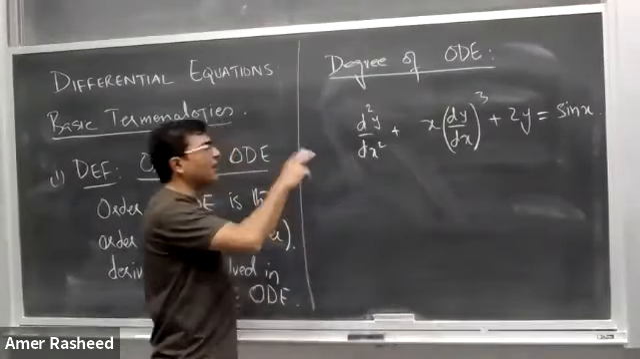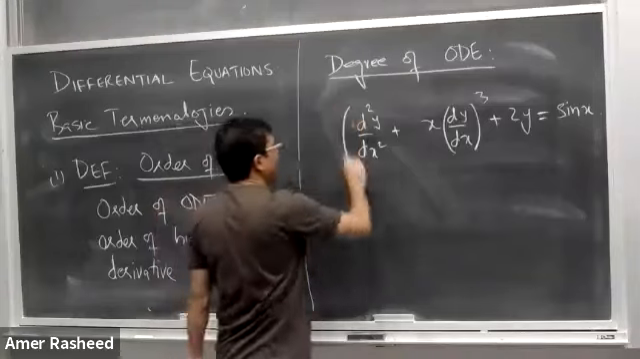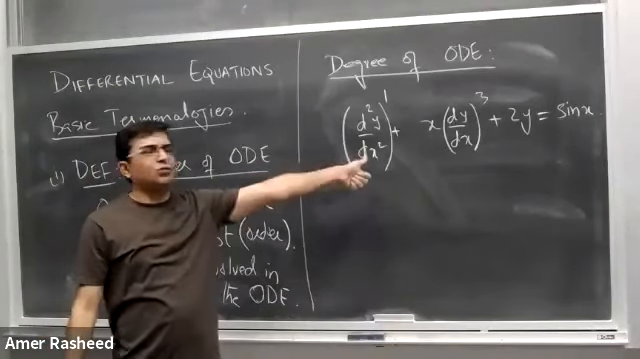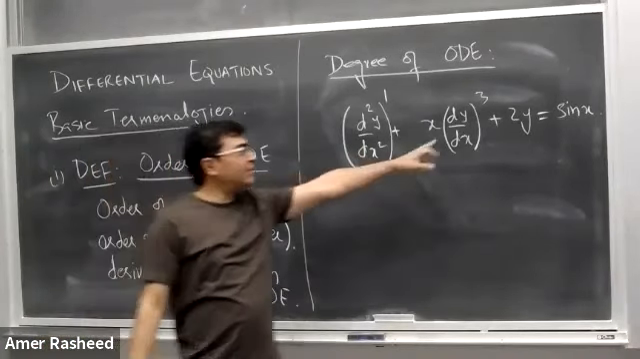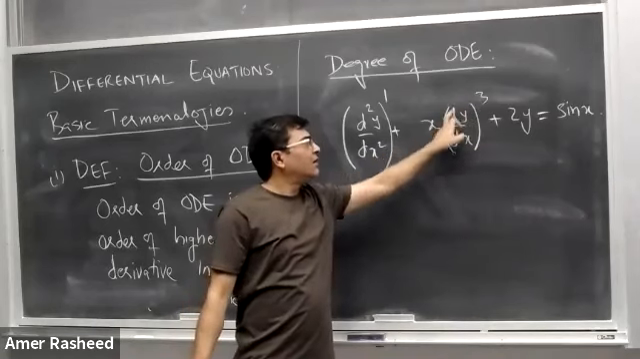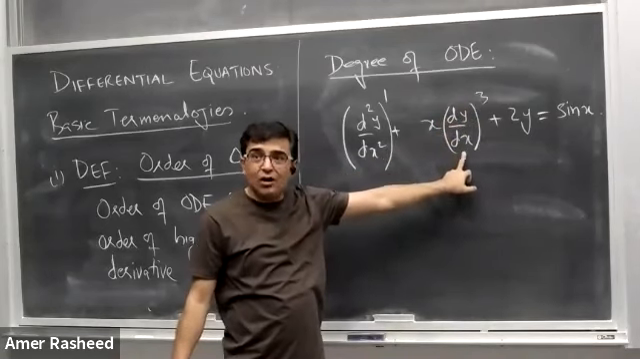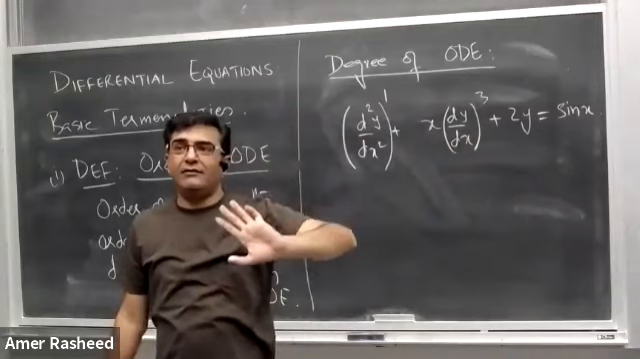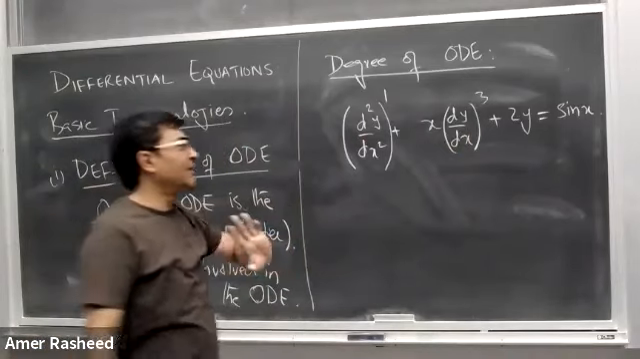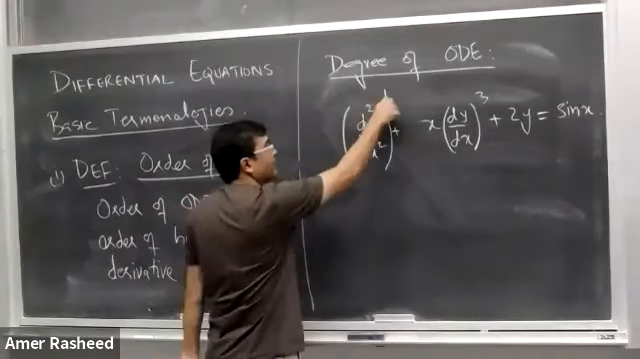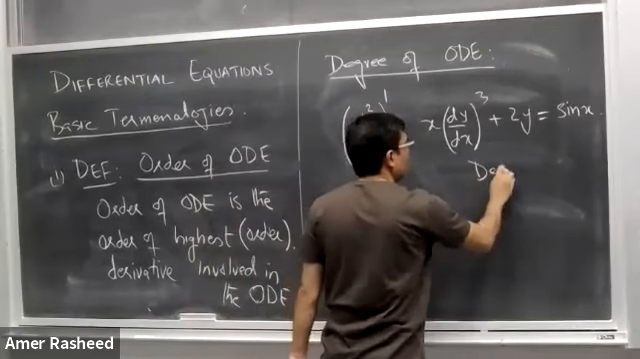What is the power of the highest order derivative? Highest order derivative is what? It's 2. And what is its power? Its power is 1. So its degree is 1, not 3. This is the power of dy by dx. It is not the power of the highest order derivative. The power of the highest order derivative is 1, so degree is 1 here.